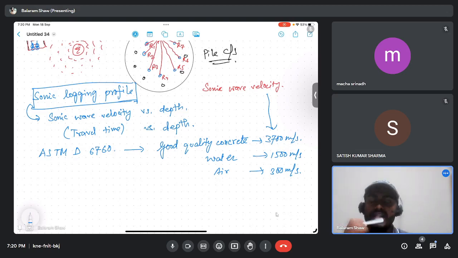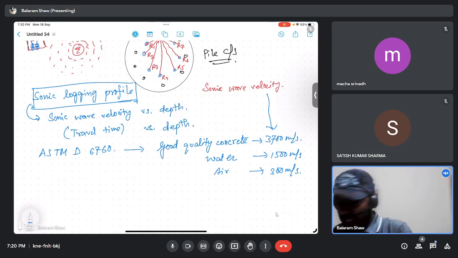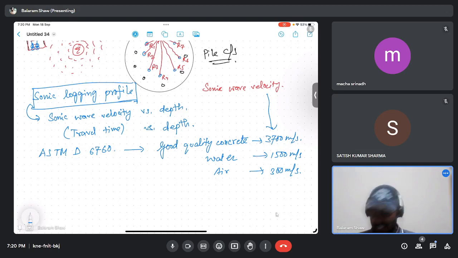And other than that, there are several other guidelines. As I said, there should be a minimum cover of 3 inches from the tubes to the reinforcement cage. Then a minimum of 1 tube per foot should be purely vertical, because if it is not properly vertical, the distance will change, and based on that the travel time and the sonic wave velocity will be different. Okay, so all the tubes must be parallel to each other.